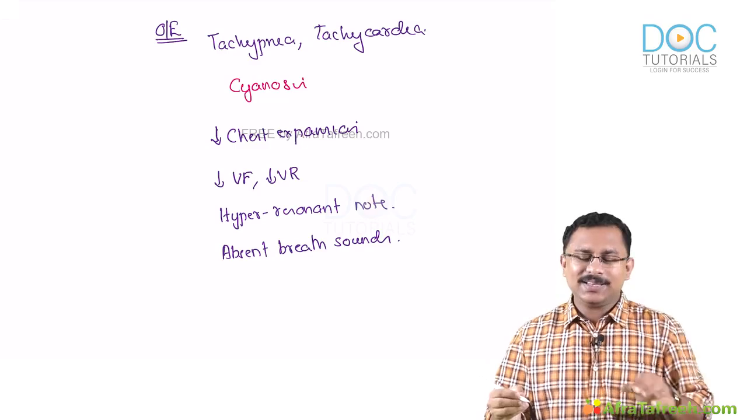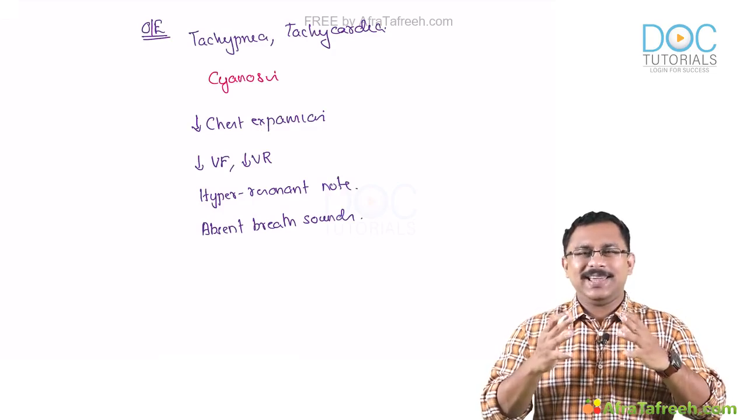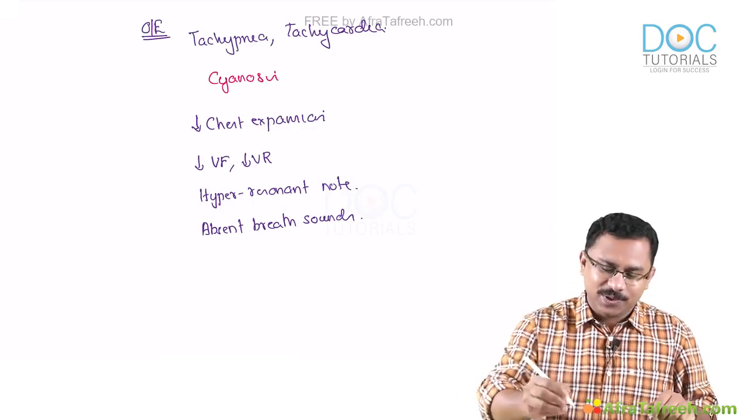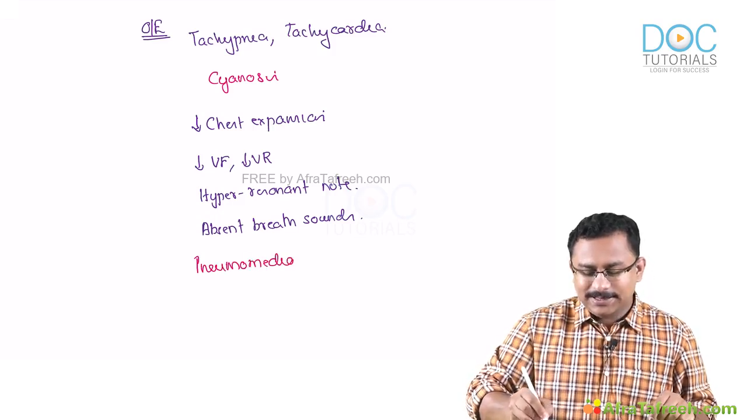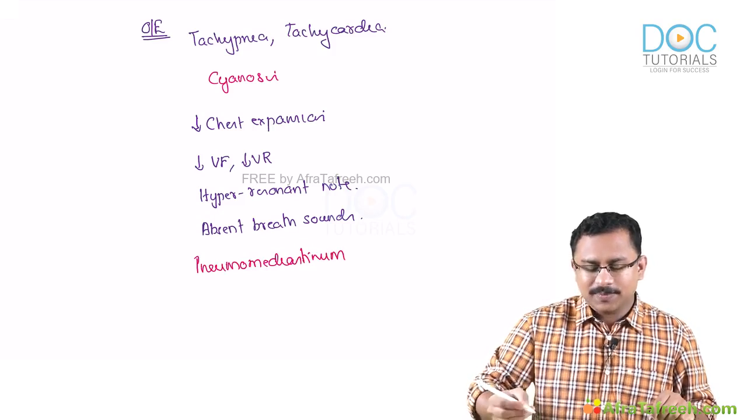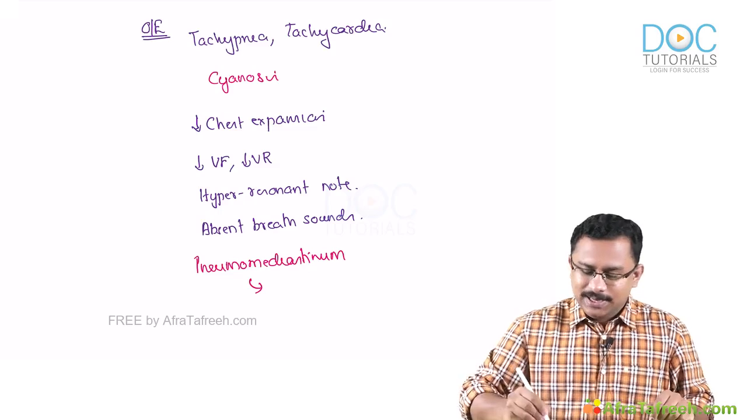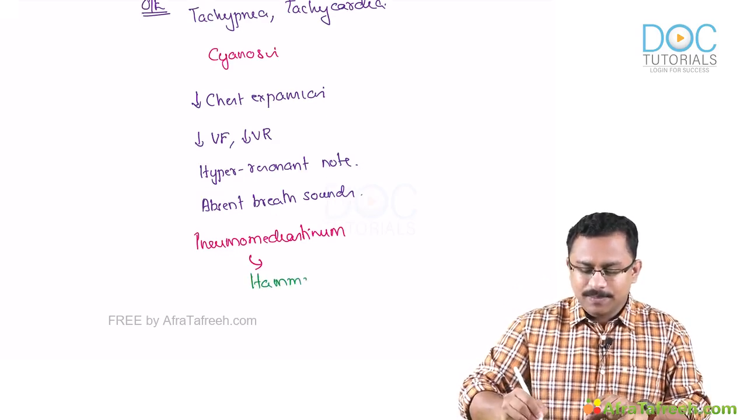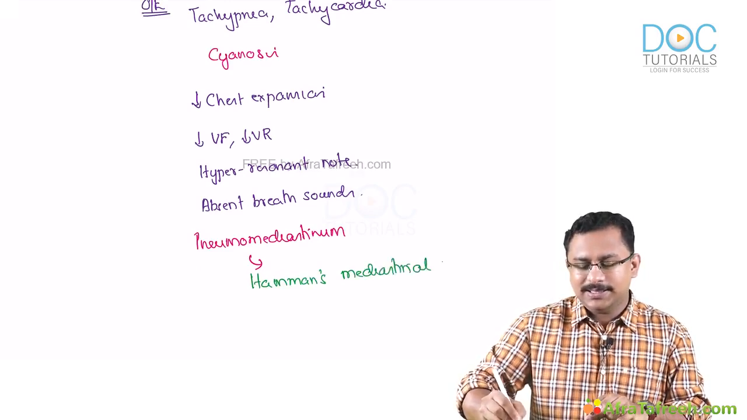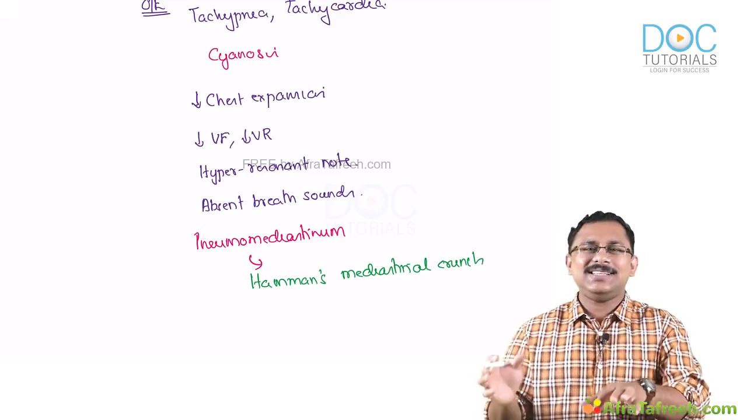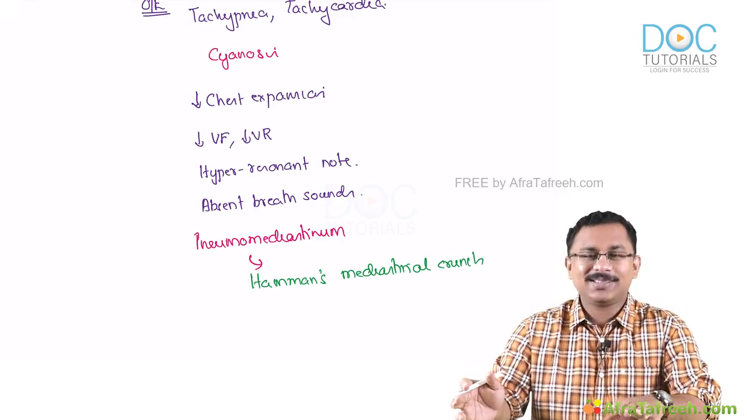Now another examination finding that you may encounter, especially in the context of a pneumomediastinum, that is, when you have air surrounding your heart as well, is that auscultation over the heart might yield something that is known as Hammond's mediastinal crunch. Again, it is a crunching sound that you hear on auscultation. So these are the examination findings.